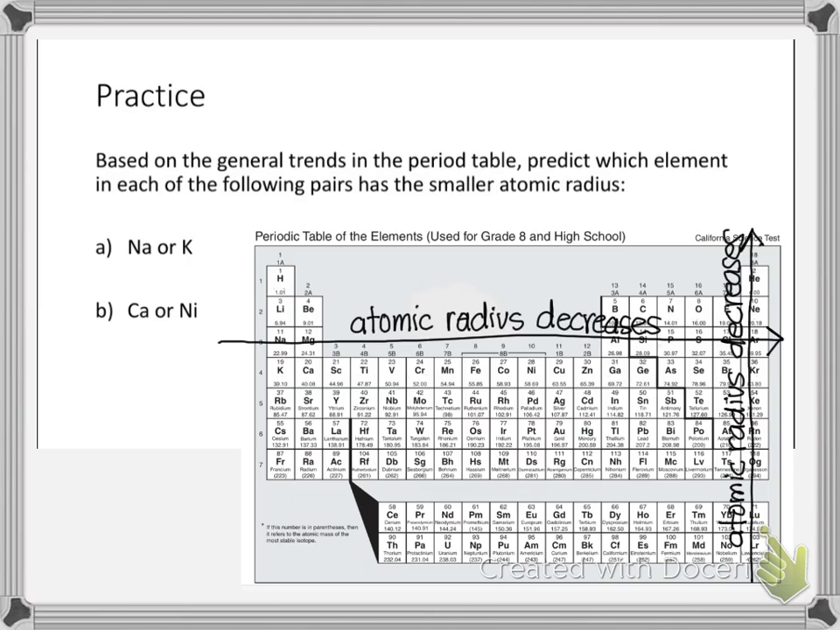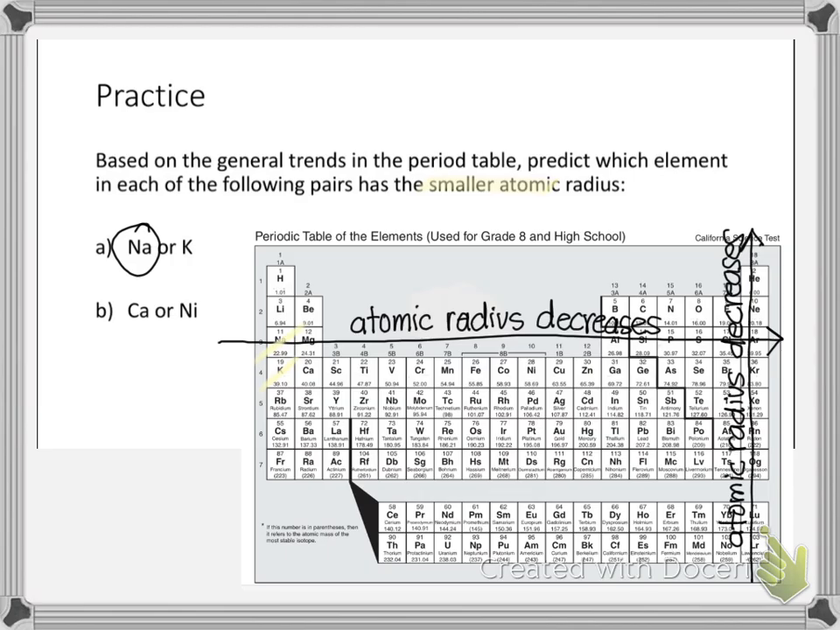So when it says based on general trends, predict which has a smaller radius. Okay, sodium, which is here. Sodium, and potassium. Okay, so we know, what does it want us to do? Predict which is smaller. So we know as it goes up, it gets smaller. So then sodium would be smaller than potassium.